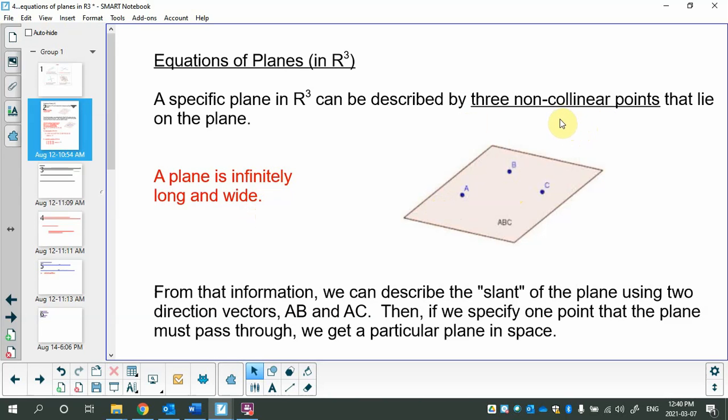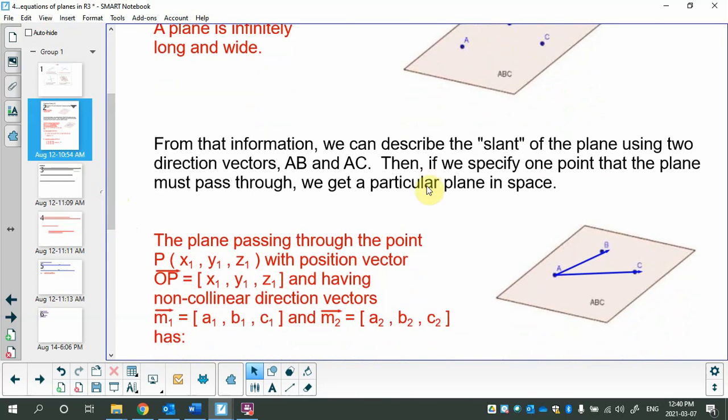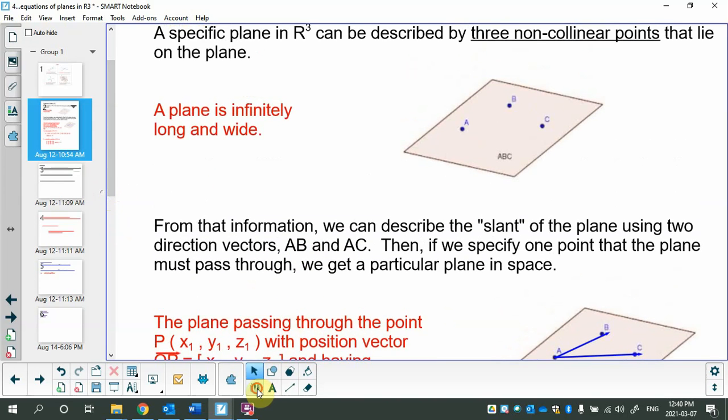Now we have to do stuff with these points. So from the information given from those 3 points, we can describe the slant of a plane. So we can describe the slant using 2 direction vectors. So for instance, I usually pick a point. In this case, I'll pick point A, and I'll do a direction vector AB, and a direction vector AC. I try not to make things complicated. Then we can specify a point. And of course, we can use point A, or we can use point B, or we can use point C, or if there's a point D, you can use a point D. So that makes this non-unique as well.